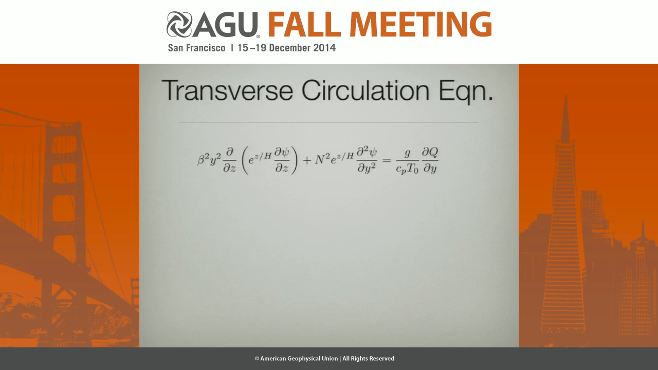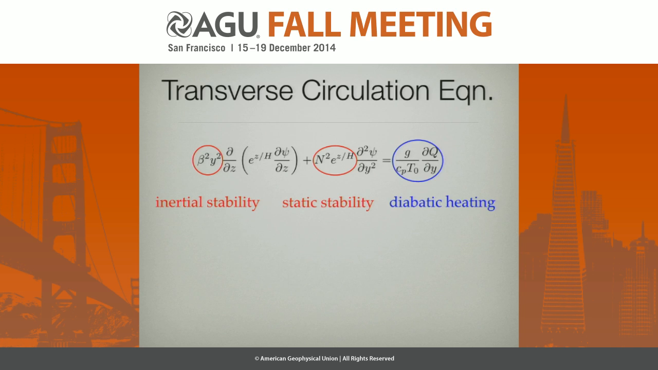From these equations, you can put together a stream function. Since it's zonally symmetric, you're only working with 2D dynamics. And so you come up with this transverse circulation equation for psi, which is a stream function. This equation is described by 2 shaping parameters: the inertial stability, which is given here, and the static stability. The inertial stability is resistance to horizontal motion, and the static stability is your resistance to vertical motion. On the right-hand side, you have your diabatic heating, which is prescribed.